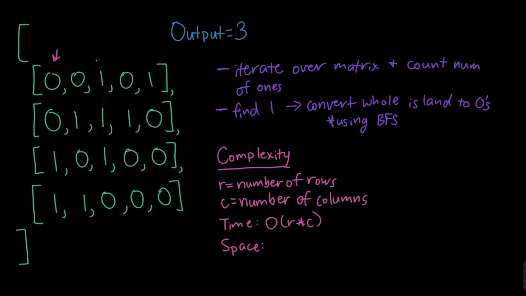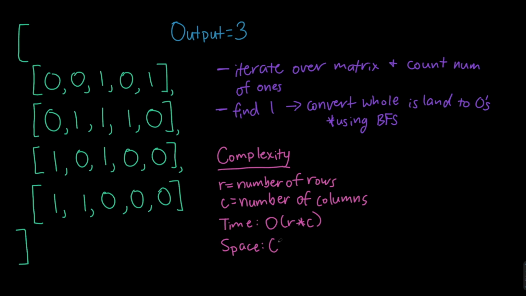So you would notice in that scenario, we touch every node twice. We touch it once through our BFS, and then a second time as we're iterating over the entire matrix. So you would see the time complexity there would be O of 2 times R times C, which is just R times C, because we can drop that constant. So that explains the time complexity.